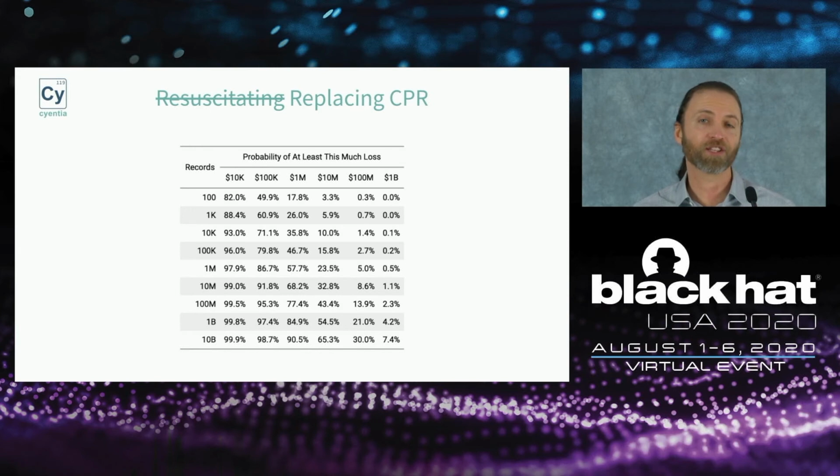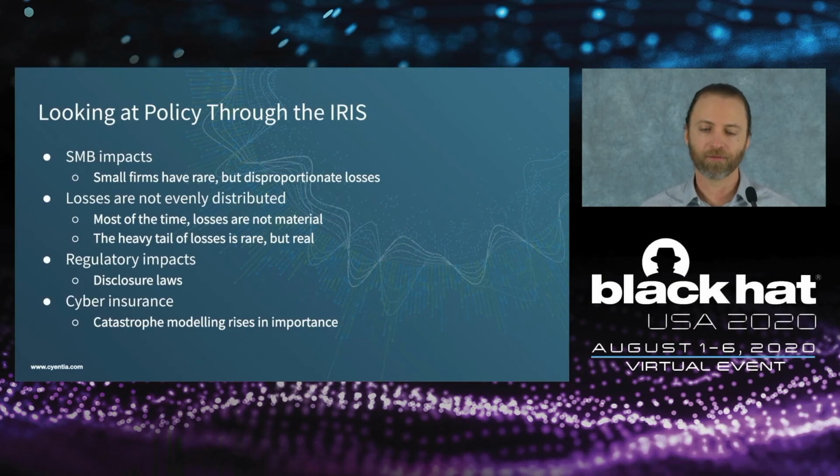And this is a chart that we actually put in the IRIS, and we often recommend that people clip this out, laminate it, and stick it in your wallet. It is a handy chart to say, how can we do just a little bit better? So what does this all mean from a policy perspective?